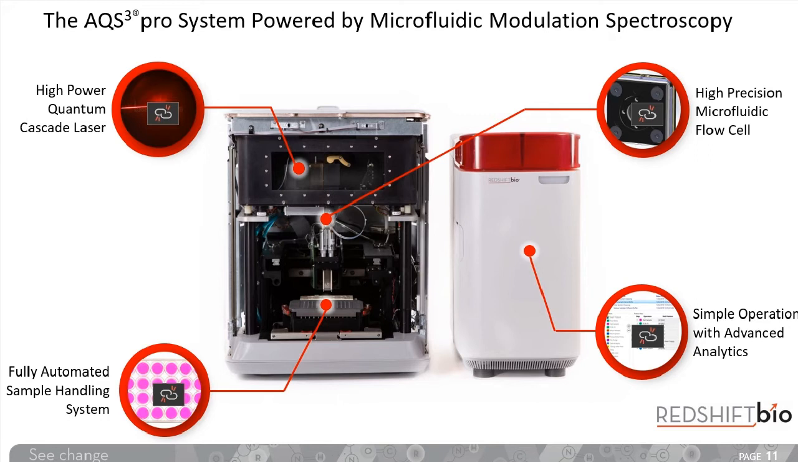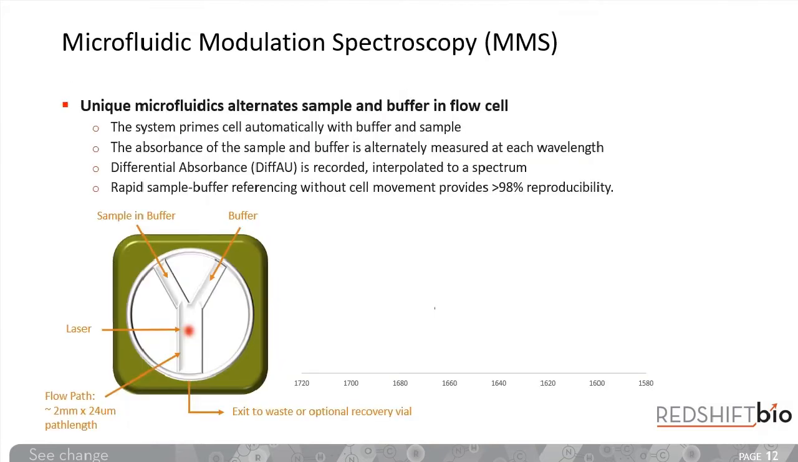The flow cell is the key to the fluidic modulation. The real-time background subtraction and the drift-free analysis, which generates the high-precision structural data we get with MMS. Let me go into a bit more detail on the flow cell. Here we have a picture of the flow cell. The flow cell modulates back and forth between sample and matched buffer.